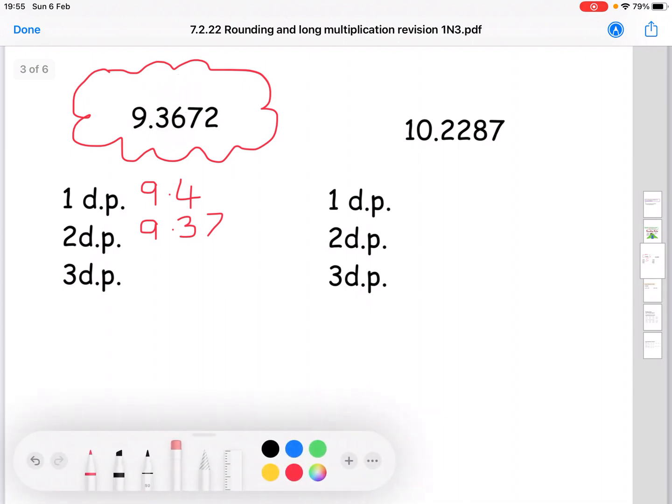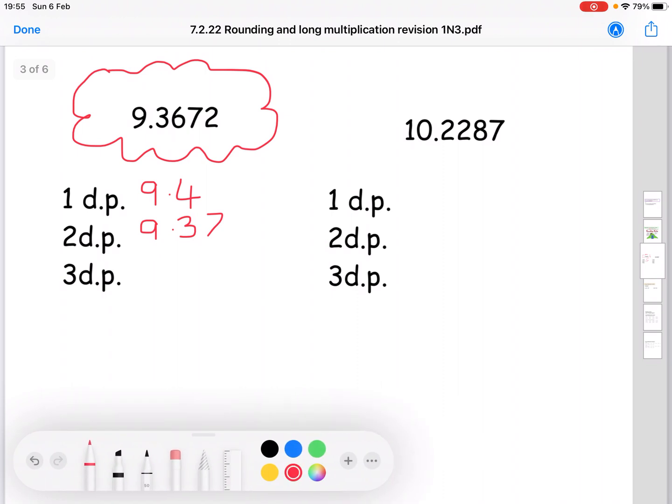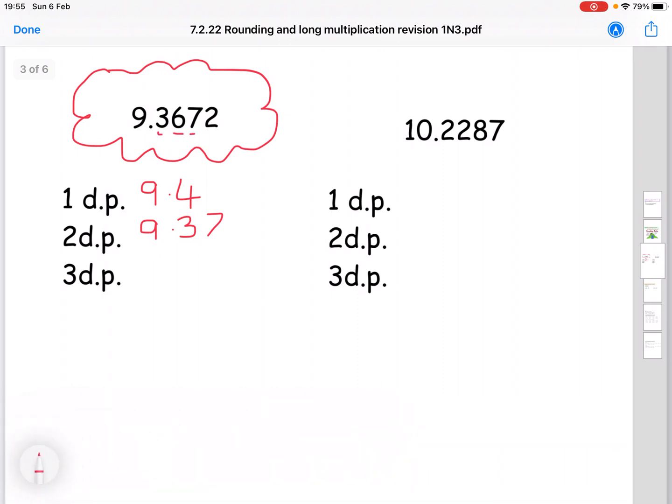And then if we do the same again for 3 decimal places, so if we look 3 numbers along from the decimal point, so 1, 2 and 3, and then cut off the rest of that number, it's a 2. So if it's less than 5, we leave the previous number as it is. So we're going to leave that last number as a 7, so 9.367.